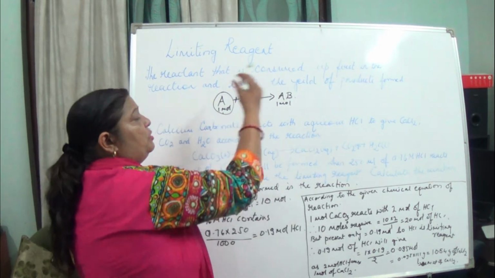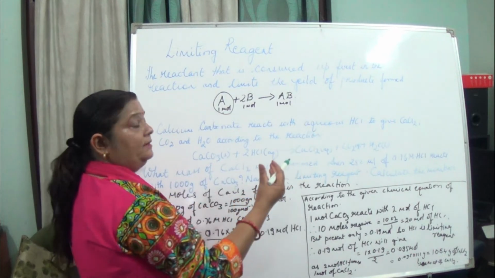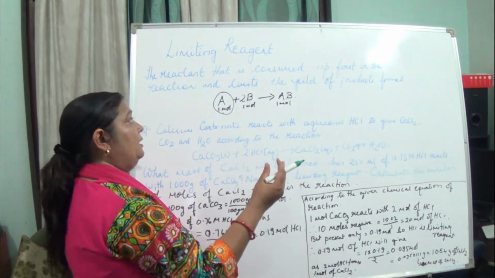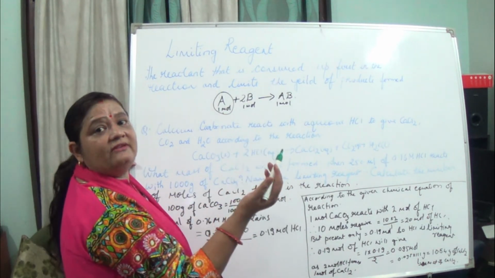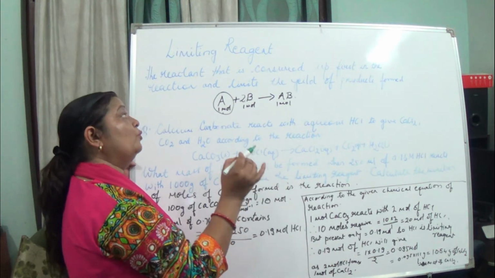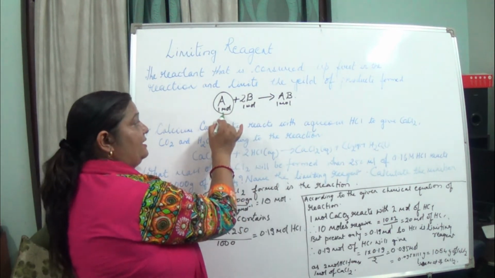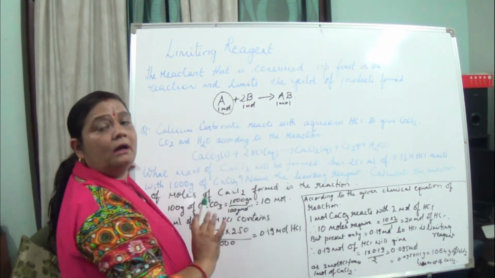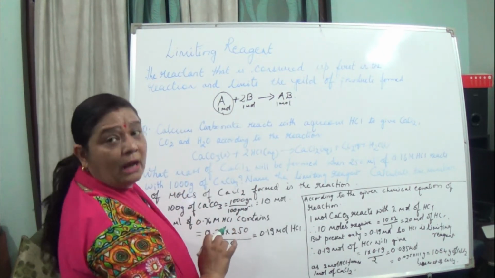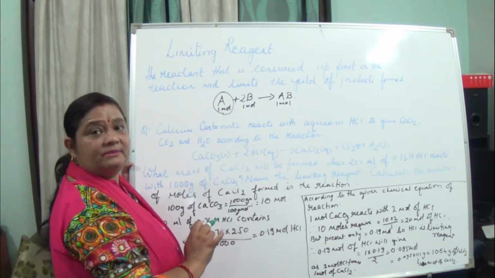Even though the second reactant is more in amount, that will be left as it is, because only what is required to form the product will be reacting with this to form the product. Okay, so now let us do some numericals of this limiting reagent.